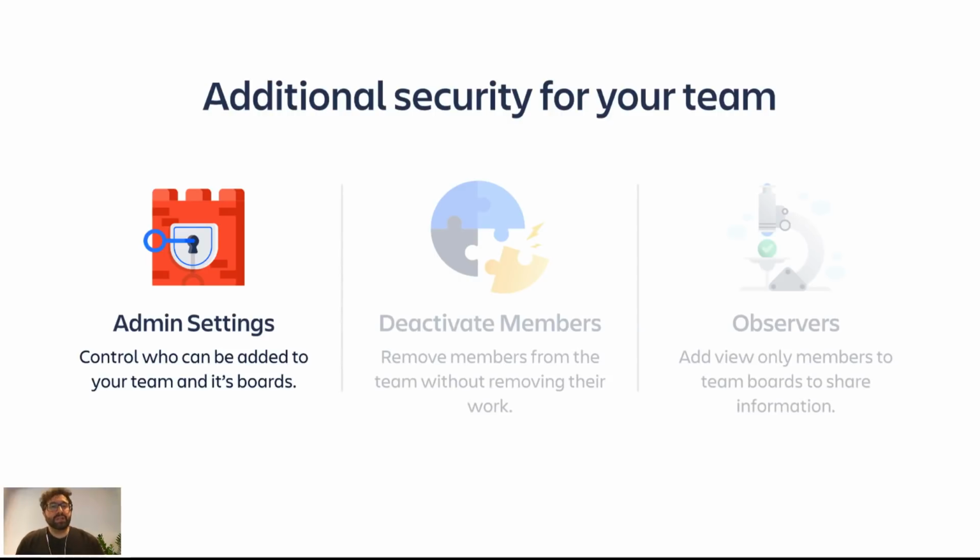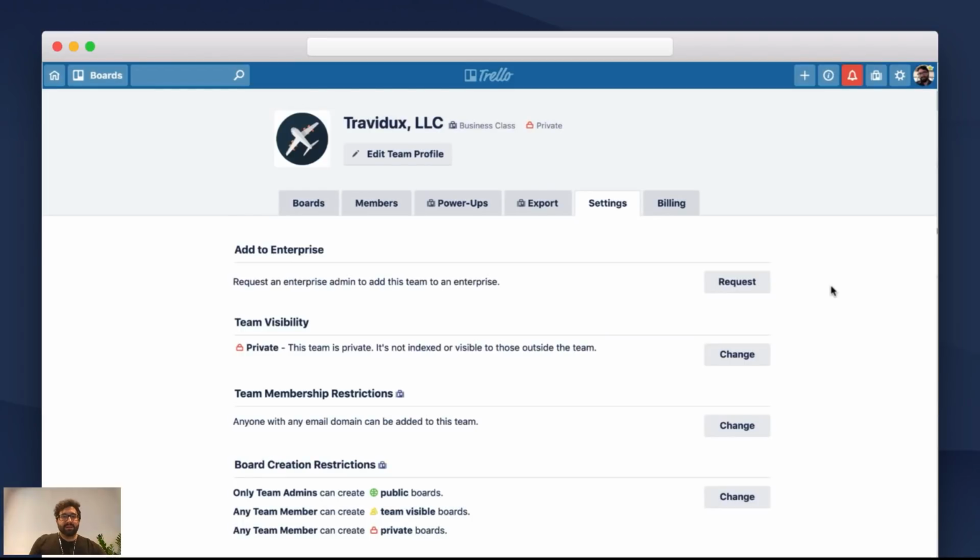Now I'm going to get into additional security for your team that business class provides. And first and foremost are the admin settings. And these allow you to control who can be added to your team and its boards. So let's go over the settings menu on the team profile for admins of the team.